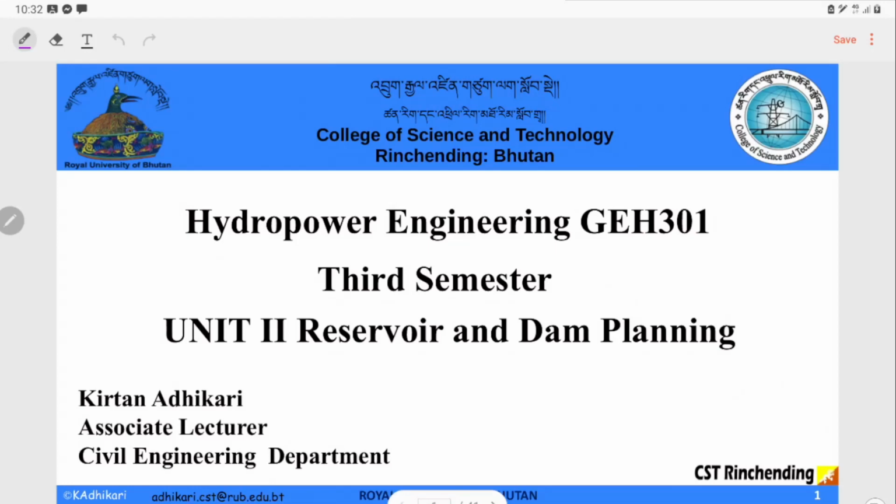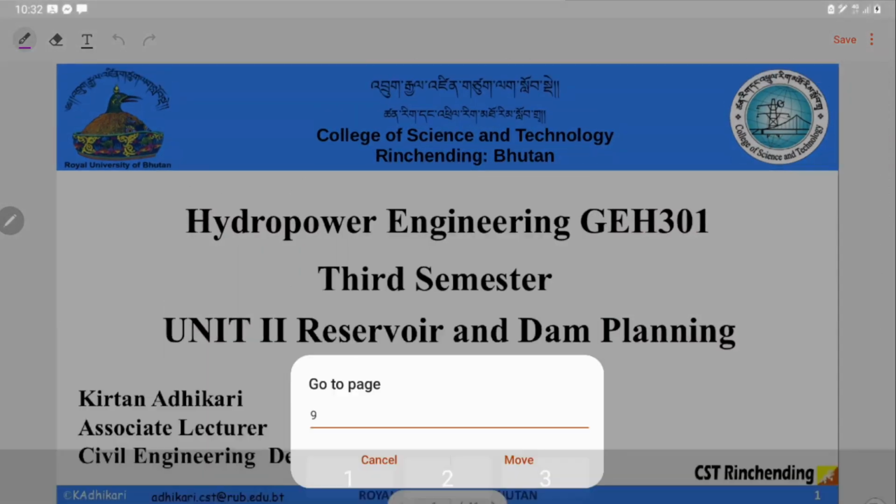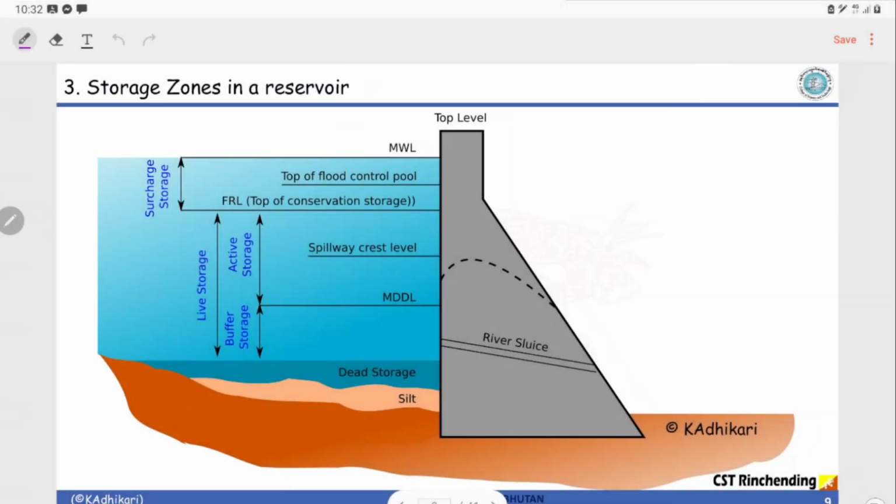Hello, students. Welcome back. We will continue with our discussion on reservoir and dam planning. So, for today, we are going to study the various zones of a reservoir. As you can see, I have already made one schematic diagram to show the various levels. But before that, I would also like to show you the other components of a dam, which is necessary at this moment for you to understand before we move on to discussing the various zones in a reservoir.